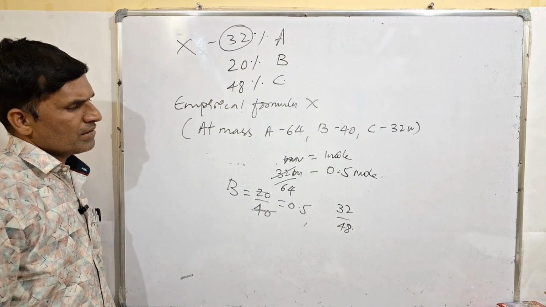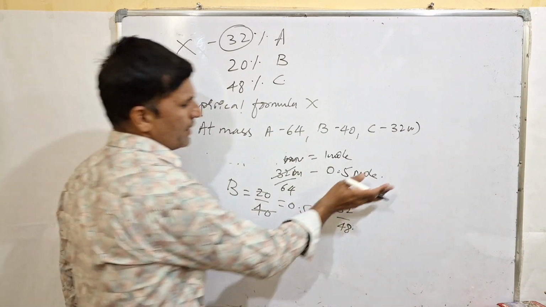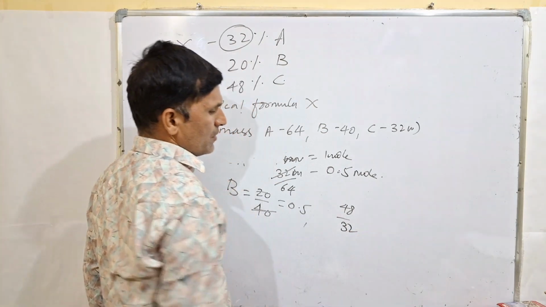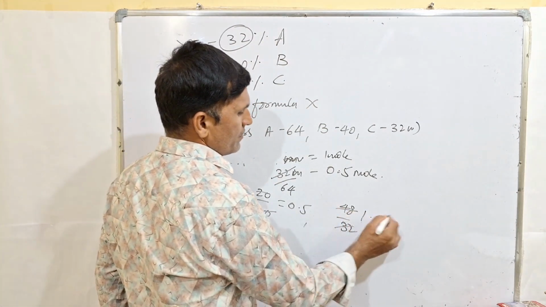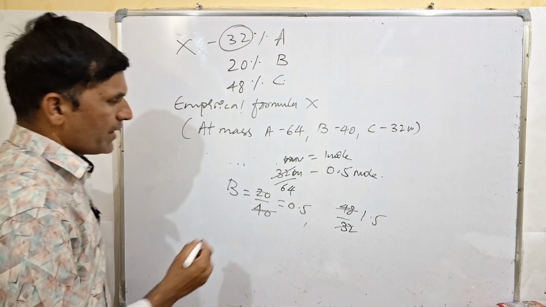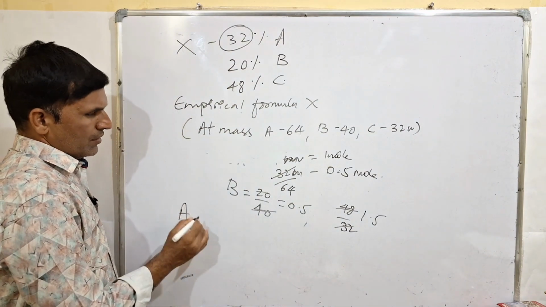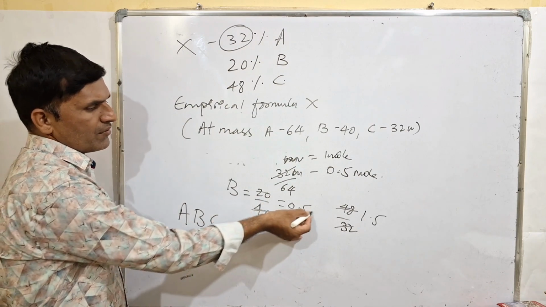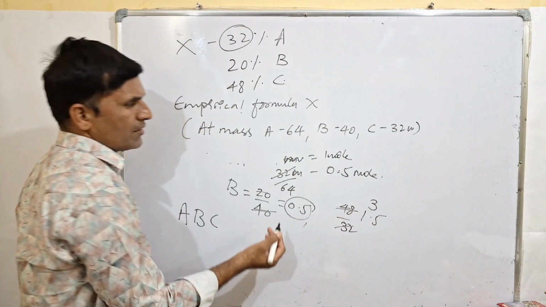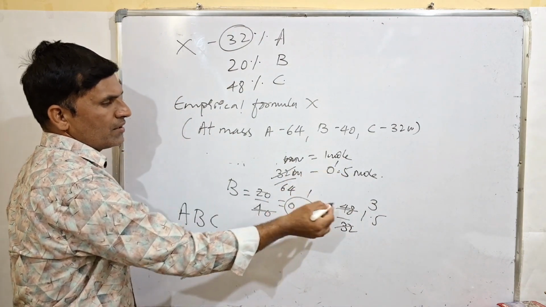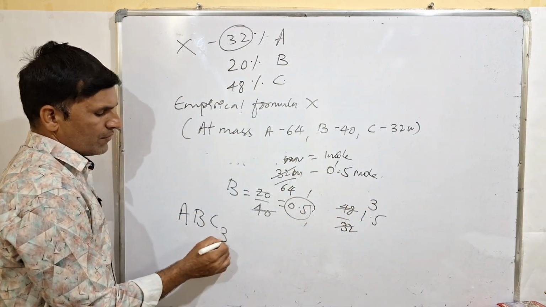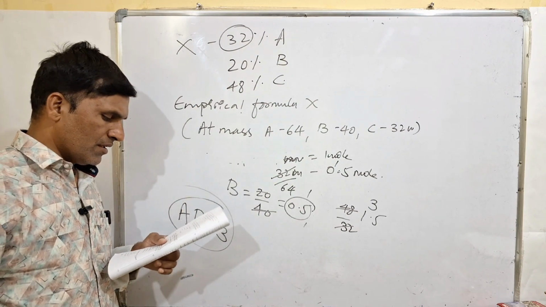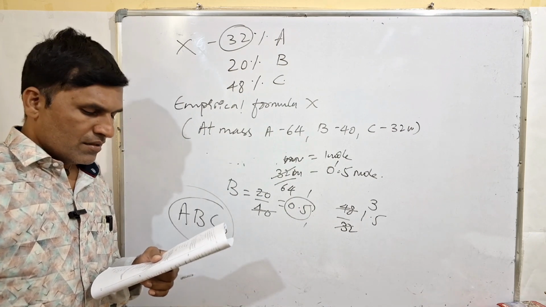Sorry, 48 divided by 32. Right? It comes around 1.5. So therefore, if you take whole number ratio, A, B, C is what? In comparison with B, this is 3 times. Both are same, 1:1, and C is 3 times greater than that. So therefore, your empirical formula will be ABC3, and your option given in the question paper is fourth option.